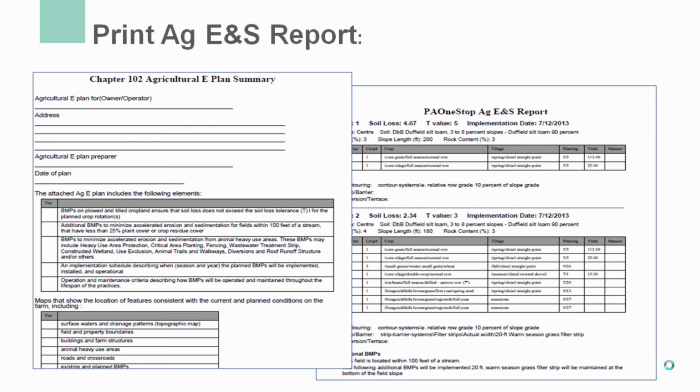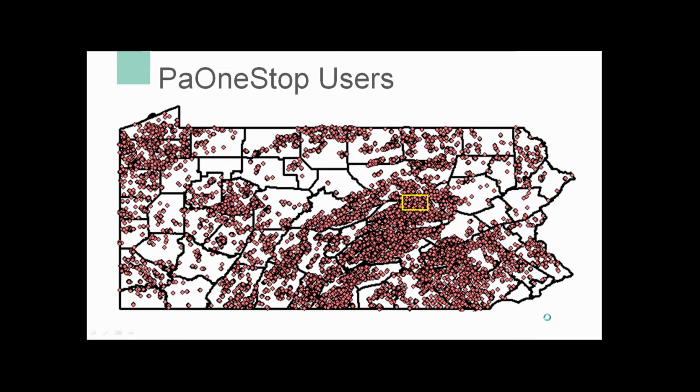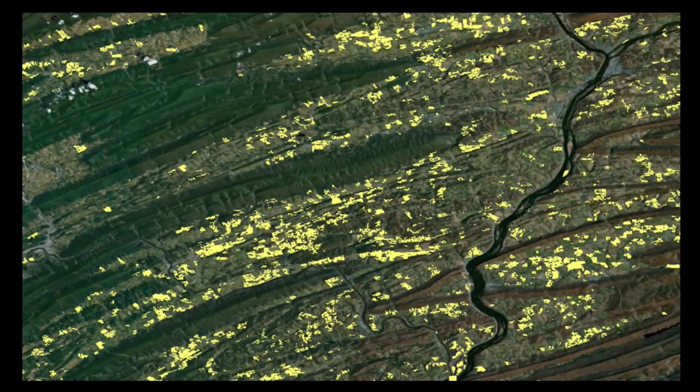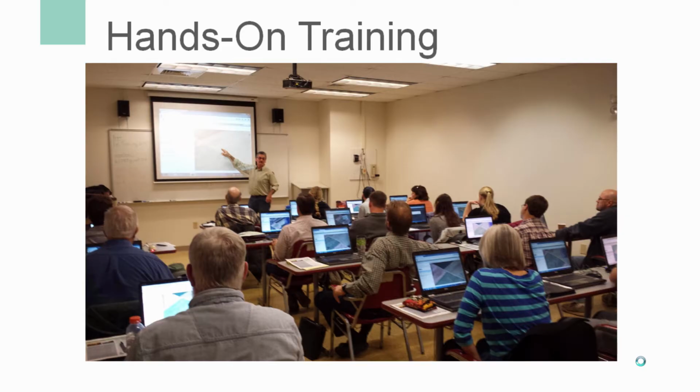Use of PaOneStop is increasing rapidly. As of May 2016, over 4,000 users had conducted mapping on 13,000 farms, mapping over 100,000 fields and 60,000 farm features. A look at a close-up within central Pennsylvania shows extensive mapping within agricultural valleys. Periodic hands-on training sessions are conducted throughout Pennsylvania. Stay tuned to the website for locations of these training sessions.